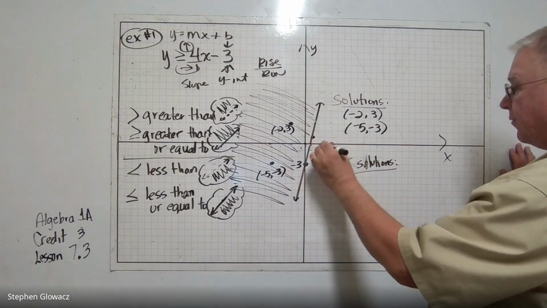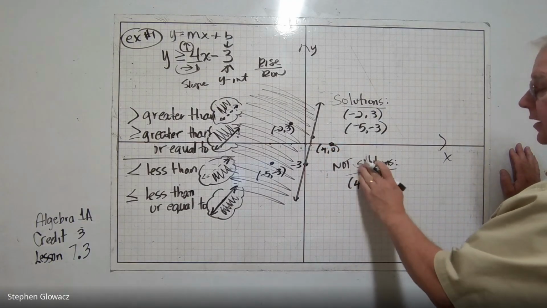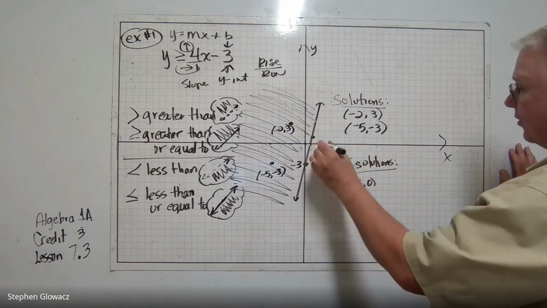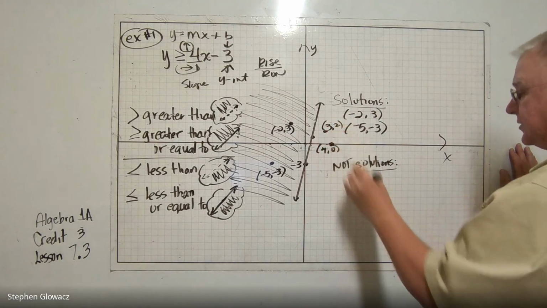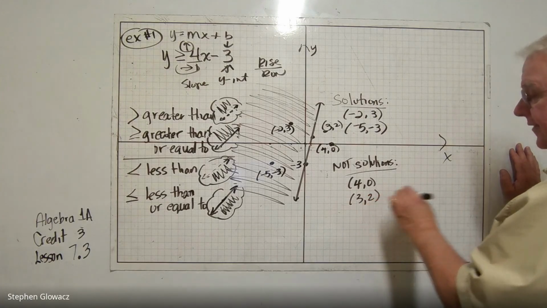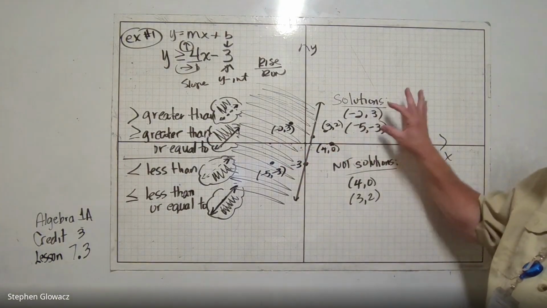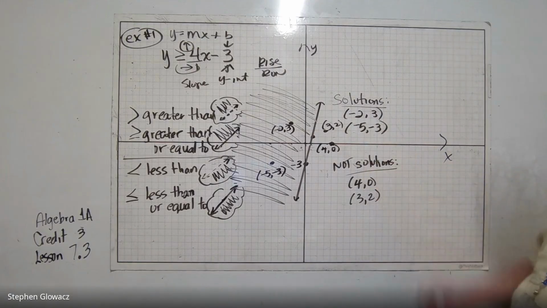That would be 4 to the right and just stay there. So that would be 4 and 0. Let's make that a little bit more clear. And how about, I don't know, let's do maybe 3 to the right and 2 up. And so that would be another point that's not in the shaded region, and that would not be a solution. So our graph has 2 points that are solutions and 2 points that are not solutions.